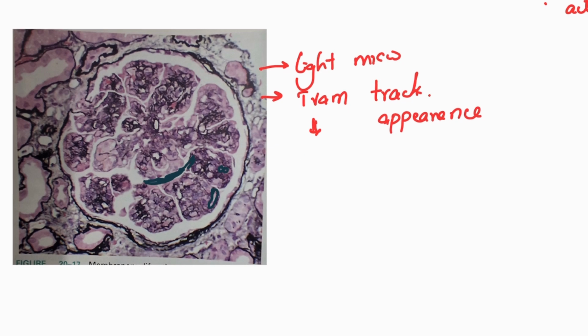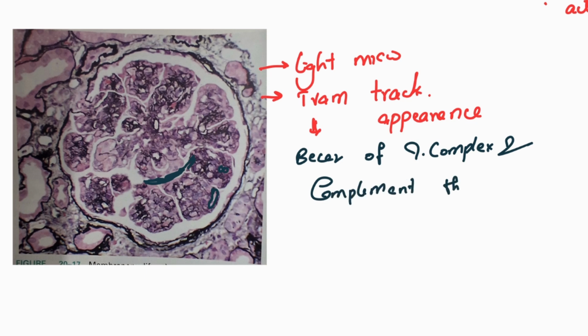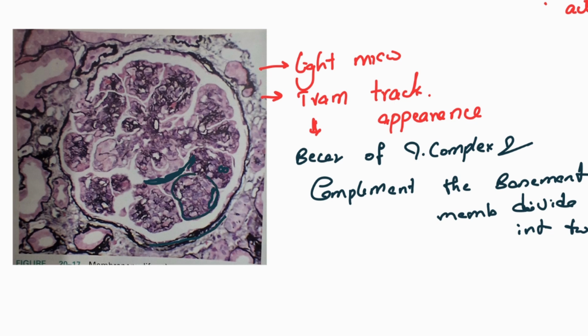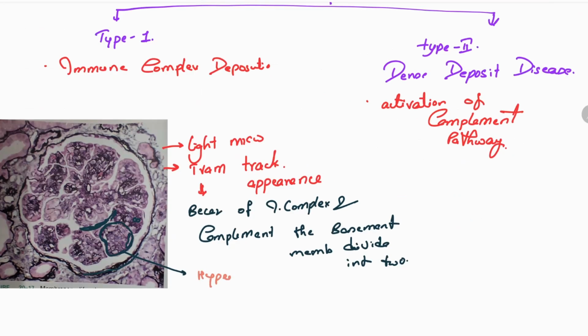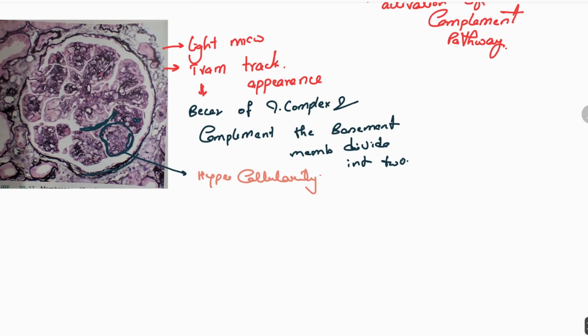So let me write it here. Because of immune complexes and complement system, the basement membrane divides into two. You can observe this here. There will be division of the membrane. And you can also see hypercellularity here. There will be swelling of the cells which line the capillary walls. Hypercellularity. So these are the observations of the light microscopy.